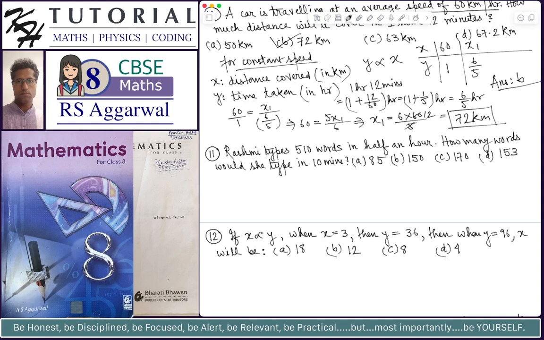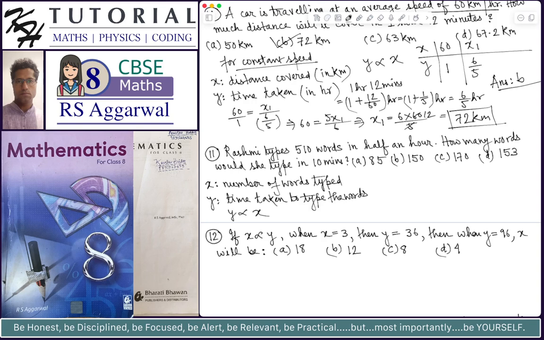Then we can say if you consider x as the number of words typed and the quantity y to be the time taken to type the words, then definitely y will be directly proportional to x.